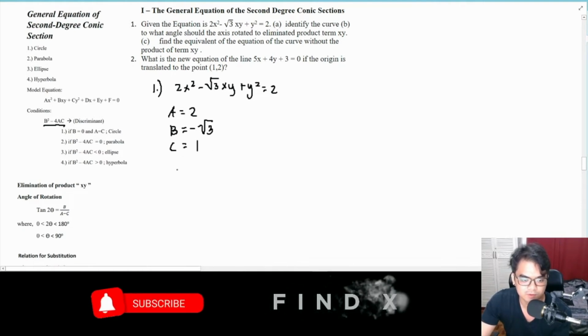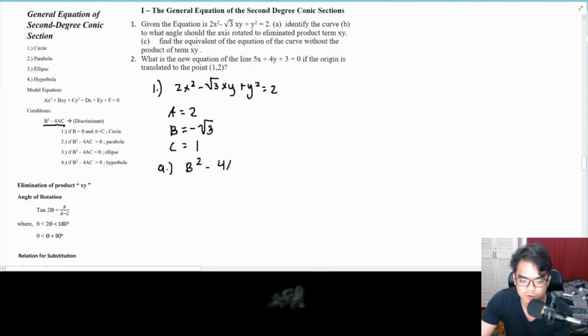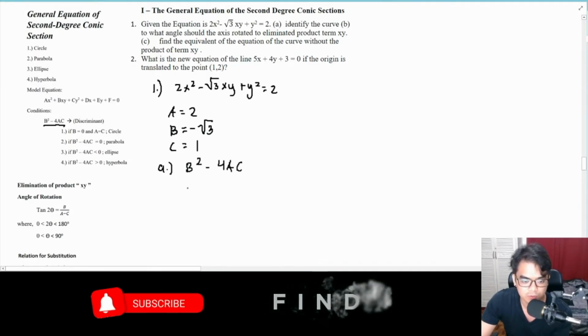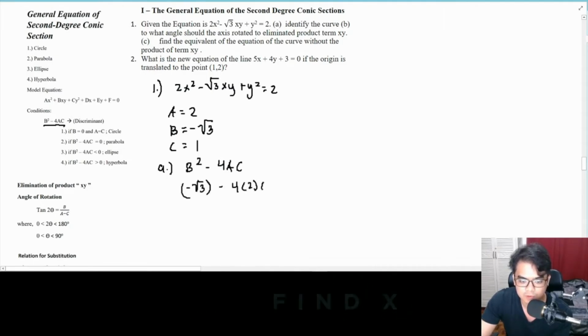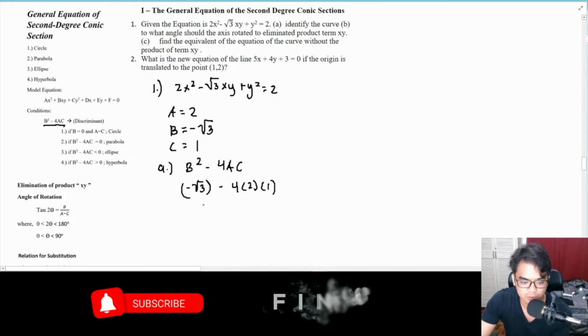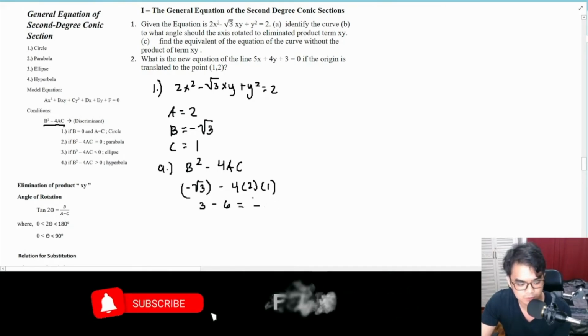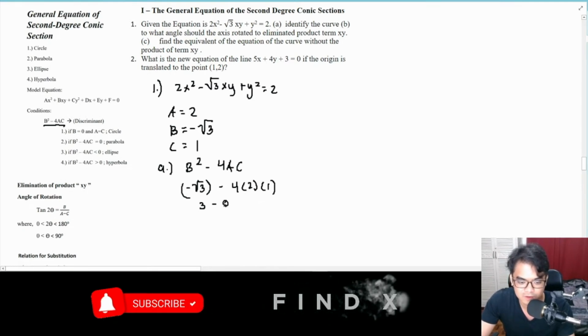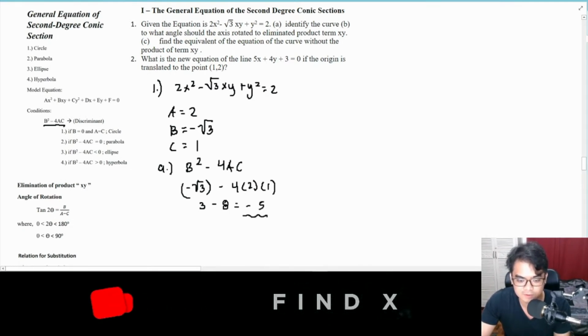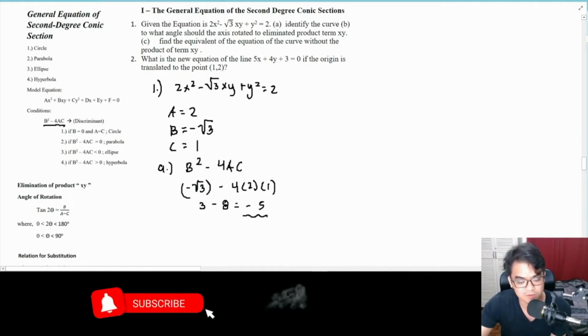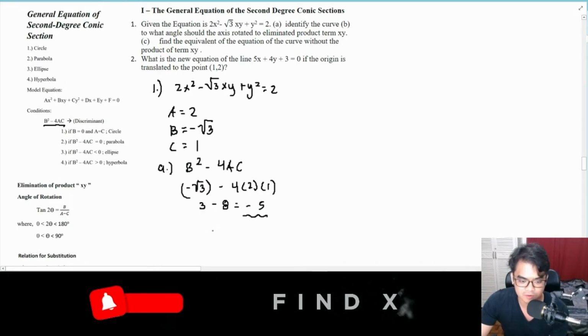Okay, so let's try now letter A, identify the curve. Therefore, we have to use the discriminant, b squared minus 4ac, where b is equal to negative square root of 3, squared, and then minus 4 times 2 times c, which is 1. So this will become 3 minus 8, right? That's negative, not negative 6, it is negative 8. So this is negative 5. So it is less than 0. So, less than 0, it will be this one. Therefore, this is an ellipse.